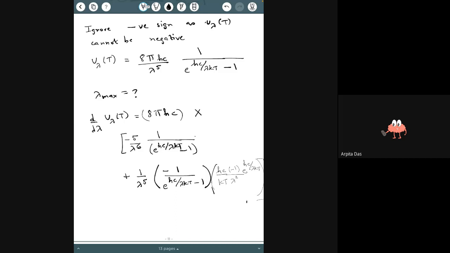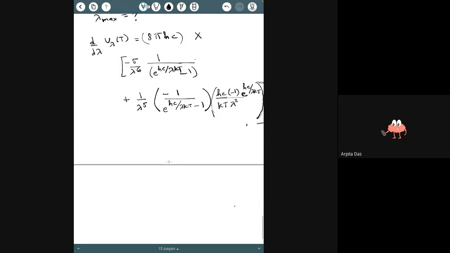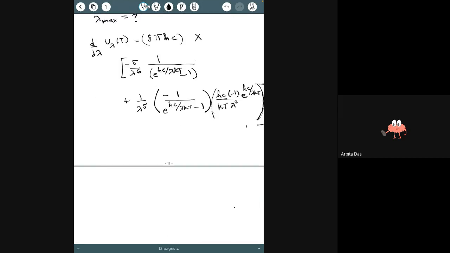I just wanted to fit it in so I reduced the thickness. Can you see? Before I upload the notes I'll make this a little bit neater, it's difficult to read at the moment. So I've just differentiated this again.